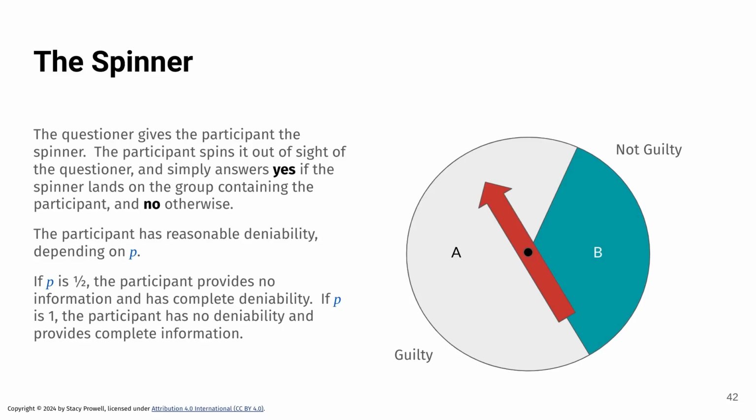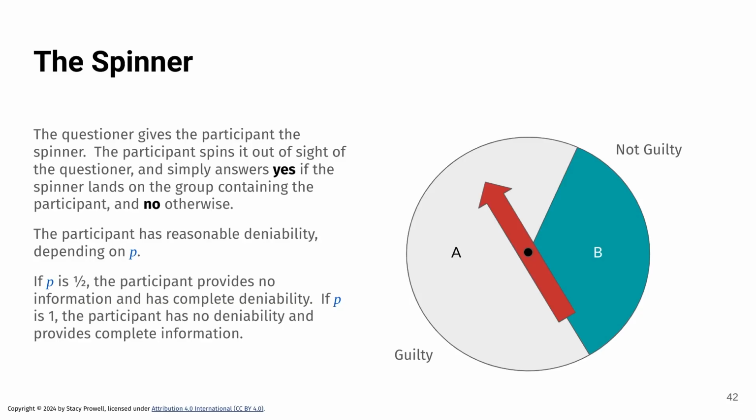I give the participant the spinner. I'm like, here's a little spinner thing. I'm going to turn around. When I turn around, I want you to spin it. Okay? I want you to answer yes if the spinner lands on the group that you're in. Otherwise, answer no. Don't tell me where it lands.